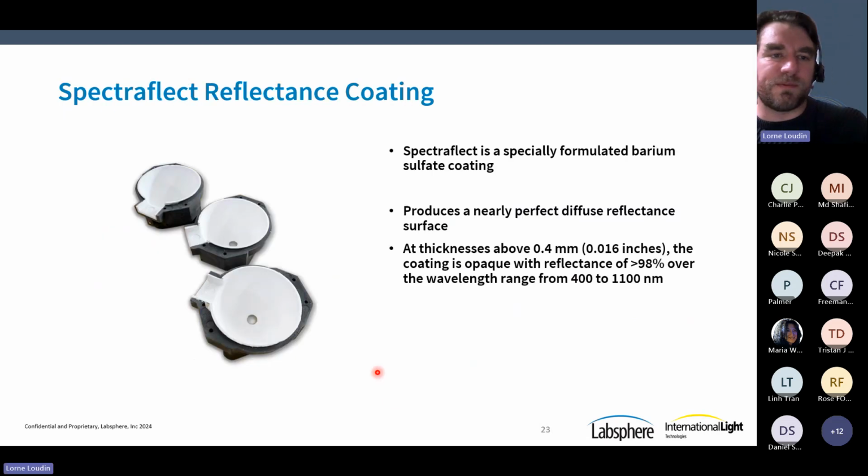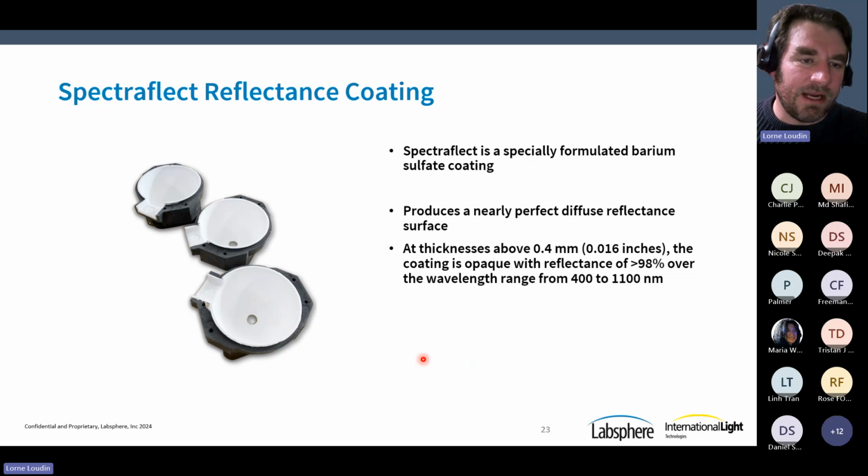And then the coating most people are familiar with is Spectraflect. That's just your standard barium sulfate type coating, and it gives a great diffuse reflectance of greater than 98% through 400 to 1100 nanometers. And again, Spectralon is a material that can be machined, and there are limitations to it. It expands and contracts. It has mechanical limitations, but it can be machined to accommodate many different applications. And then both Permaflect and Spectraflect can be coated onto machined surfaces.